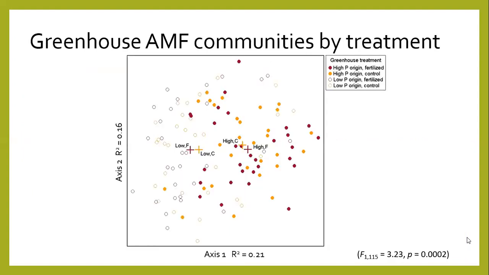All right, so looking at the data from the greenhouse, here's a non-metric multidimensional scaling of greenhouse AM fungal communities by treatment. And remember that each point represents one AM fungal community, so the AM fungal community from each pot in the greenhouse, basically. Here we expected to see the communities shift due to fertilization with phosphorus, but we really didn't see that at all. The only differences here are between communities based on soil inoculum origin. You can see that on the left-hand side of the ordination there are mostly communities from low phosphorus sites, and on the right side, there are mostly communities from high phosphorus sites.